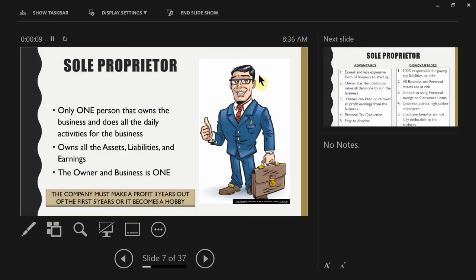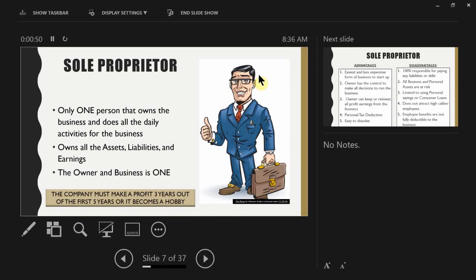When a sole proprietor establishes a company, the owner and the company are one. Every decision this person makes is solely his or her decision, and he or she has to realize that there are consequences to every decision, whether it's a good decision or a bad decision. A sole proprietor, sole meaning one, is primarily just one person only.